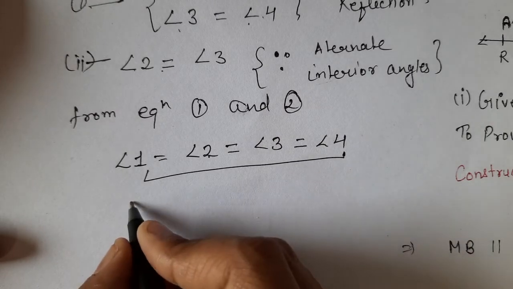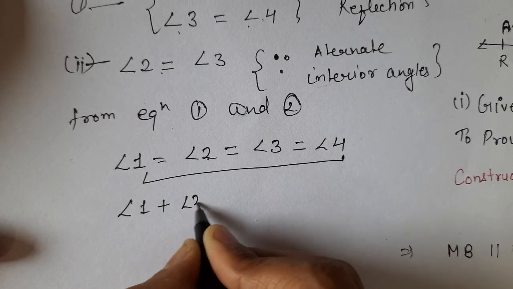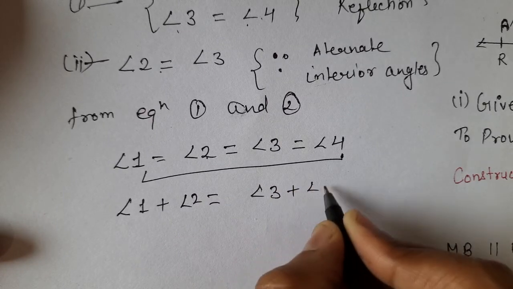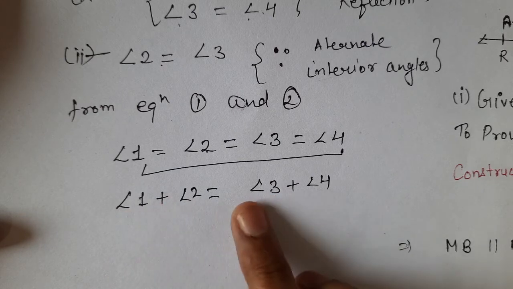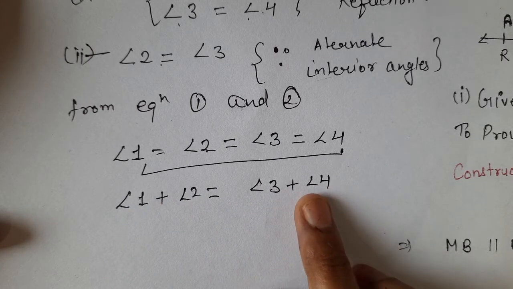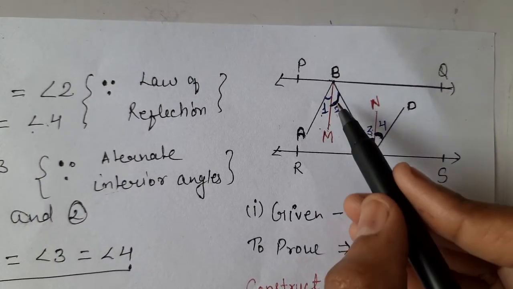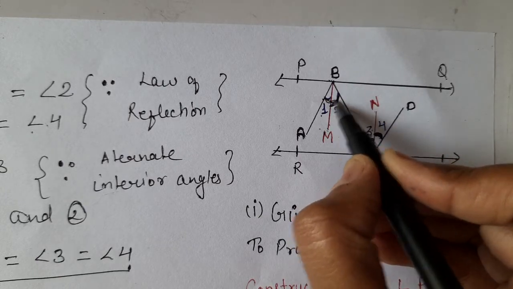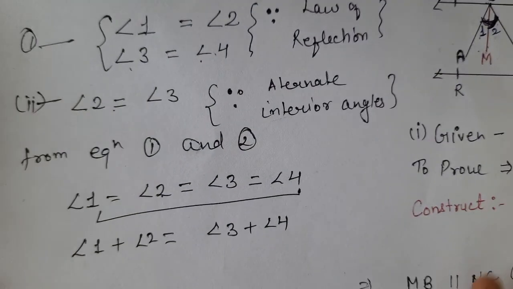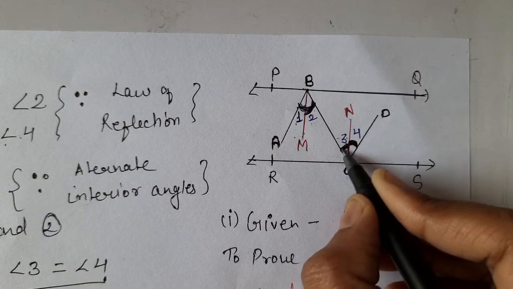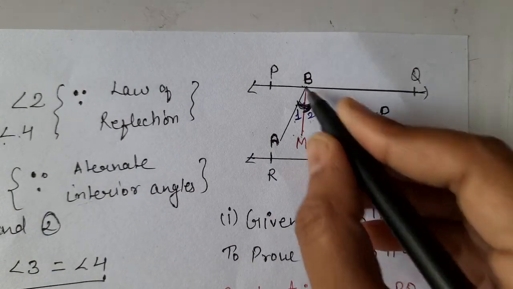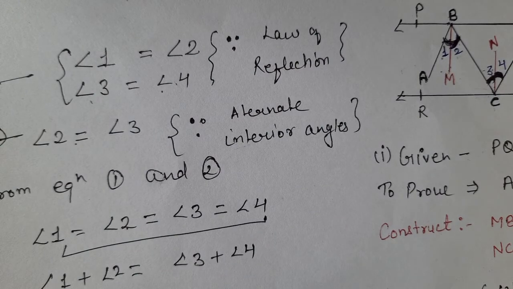So can I say that the sum of two angles is equal to the sum of the other two angles, because they all are equal? Here you can see in this diagram, angle 1 plus 2 is this complete angle. What is the name of that angle? Angle ABC. And angle 3 plus 4 is that complete angle. What is this? Angle DCB.